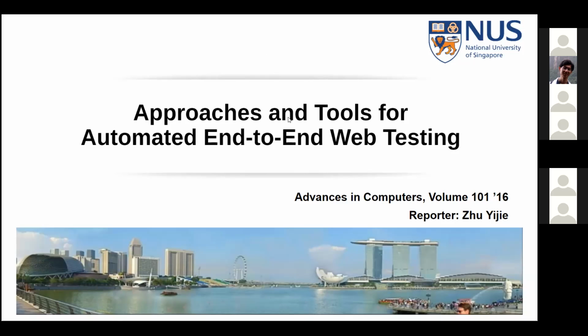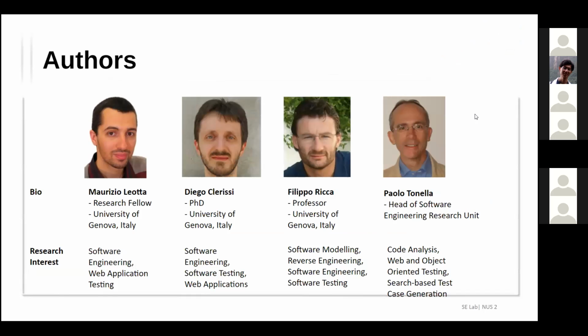Okay, so hi everyone. Today I'll be presenting approaches and tools for automated end-to-end web testing. This paper was published in Advances in Computers, volume 101 in 2016. So these are the authors.